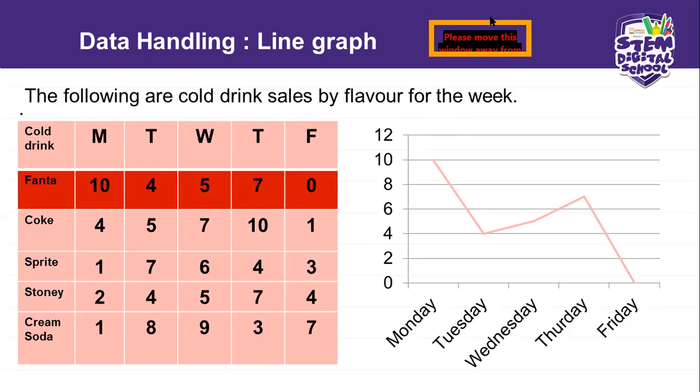Okay? Now I want us to look at the second one. The second one says on Tuesday, 4 Fanta cool drinks were sold. I go back to my graph and I go to my Tuesday. There is my Tuesday, and I check how many were sold? 4. There is 2, no. 4, yes. That's where I will put my point. That's where Tuesday meets with my number. Are we all following?